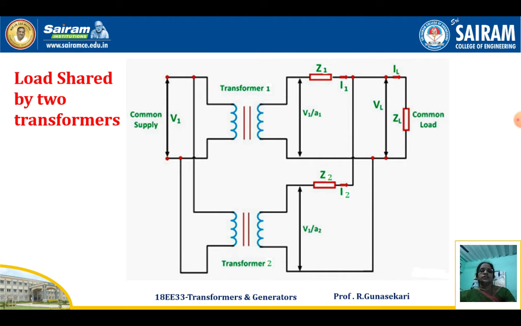Then the secondary voltage of each transformer, how to calculate it from the turns ratio. I already told you the turns ratio, small a equal to V1 by V2. Carefully, here you can remember K equal to V2 by V1, but small a equal to V1 by V2, not V2 by V1. Therefore V1 by V2 equal to A1 means V2 equal to V1 by A1. Similarly for transformer 2, V1 by V2 equal to A2, so V2 equal to V1 by A2.